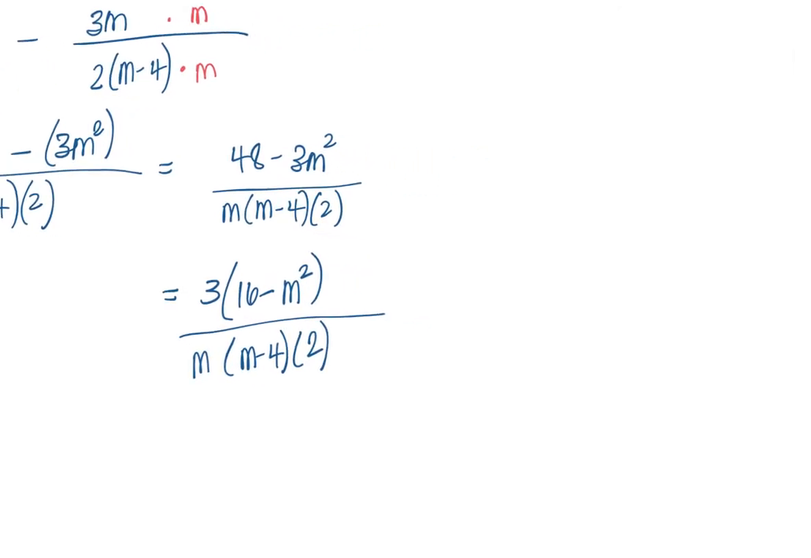Well, 16 minus m squared is a difference of squares. Take the square root of both and add them and subtract them.